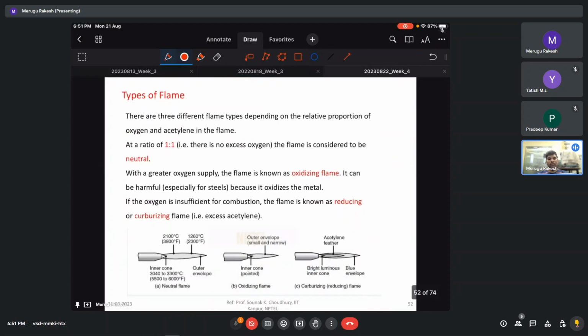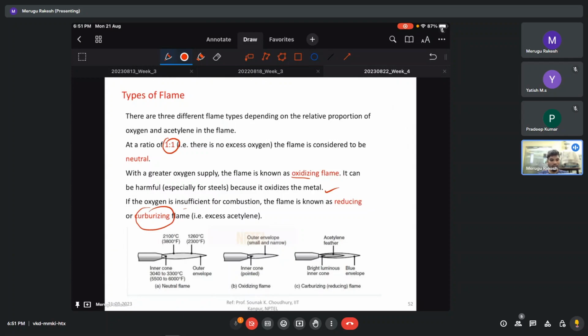So we have types of flames as I discussed. One is the neutral flame, an oxidizing flame, and a carburizing flame. Only in neutral flame we are going to use this 1:1 ratio of oxygen to acetylene. With greater oxygen supplies, the flame is known as oxidizing flame. It can be harmful, especially for steel, because it oxidizes the metal. If the oxygen is insufficient for combustion, the flame is known as carburizing flame.